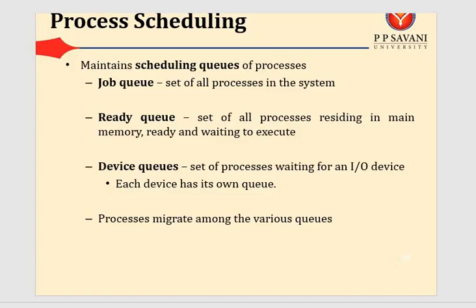So processes migrate among the various queues based on the state the process is in. Whenever a process changes its state, it moves to the next queue, maybe from ready to device queue, job queue or anything. So based on the state, a process's queue is also changed.